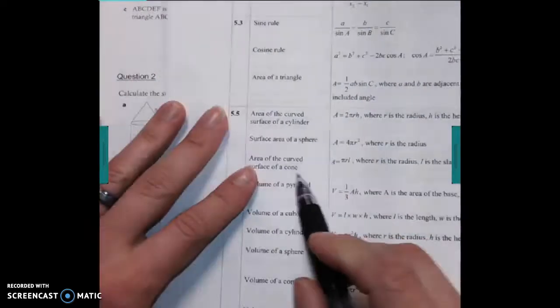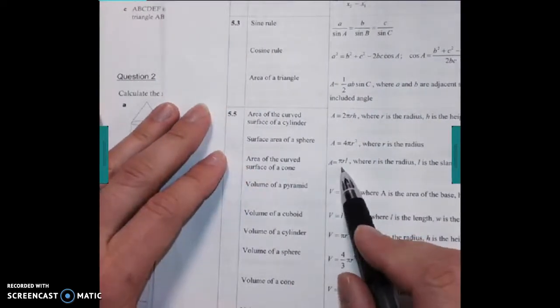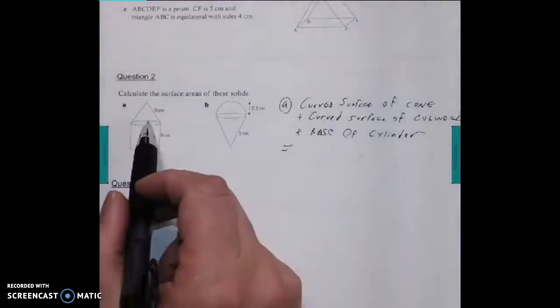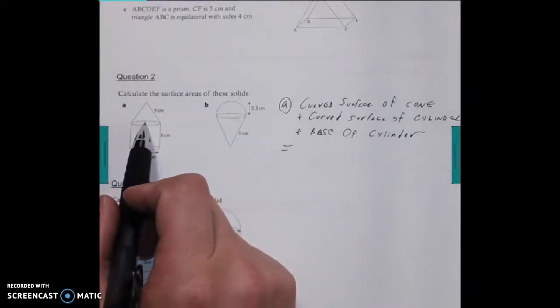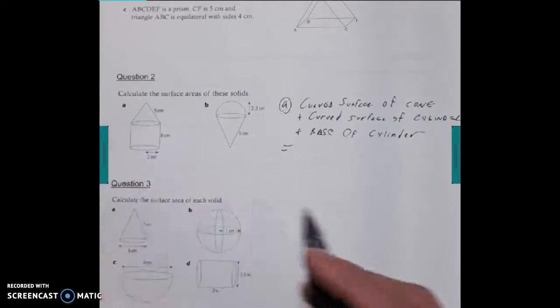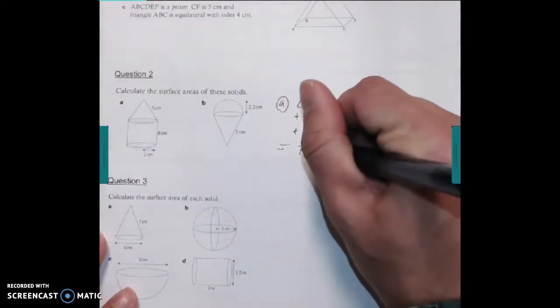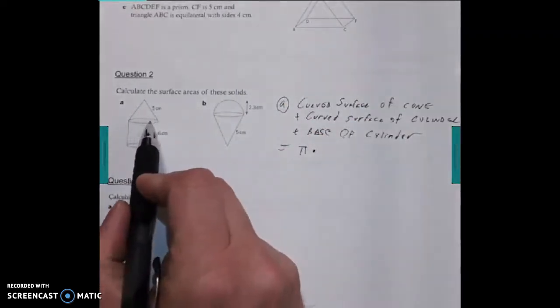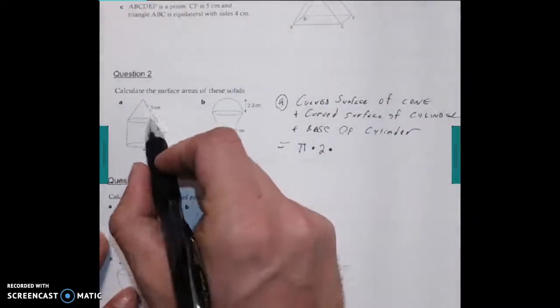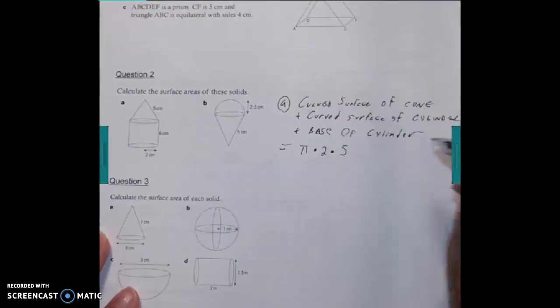for instance, the area of the curved surface of a cone, it's just pi times radius times the slant height. So if I'm looking at this cone, the curved surface, the part that I'm interested in, is going to be pi times the radius of that cone, which we can see down here is 2, times the slant height of that cone, which is 5. So that's the first part of my surface area.